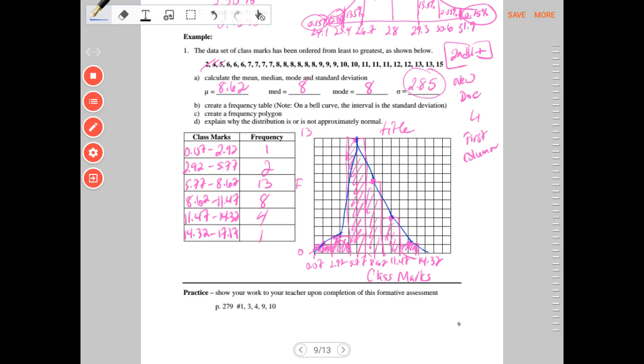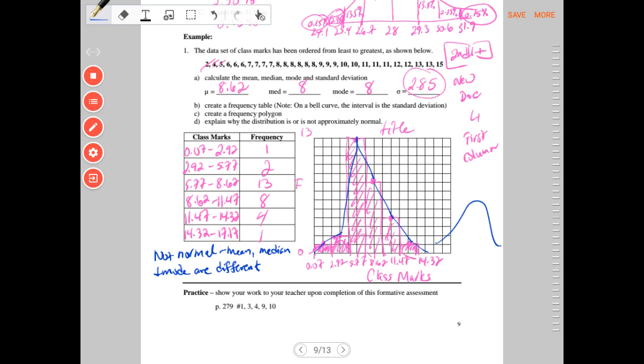Alrighty, so the question says, explain why the distribution is or is not approximately normal. Well, as you can see, the mean, the median, and the mode are different values. And it doesn't have that nice bell shape when you graph it. So it's close, but not exactly there. So I would say this is not normal. Like a lot of things I see as a teacher in my classroom, they're not normal, okay? And again, because the mean, median, and mode are different. Okay, and again, we don't have that nice symmetry on our bell curve with our frequency polygon.